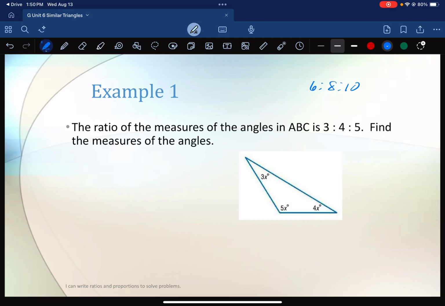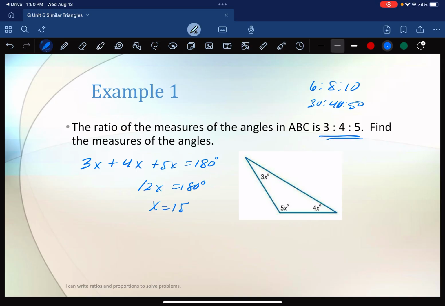So maybe we just take them times 10. So maybe it's 30, 40, and 50. Well, that makes 70, 120. So I'm getting closer, but what you don't want to have to do is continue to guess at what multiple of 3, 4, and 5 they are. So what we're going to do is we're just going to label the angles 3x, 4x, and 5x. And then we know that 3x plus 4x plus 5x has to equal 180. So just add the x's together because they're alike. That's 7 plus 5, 12x equals 180. I'm going to divide 180 by 12. And I get x equals 15.